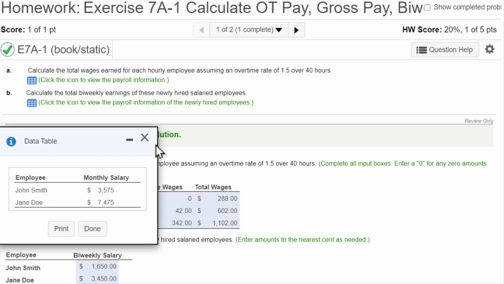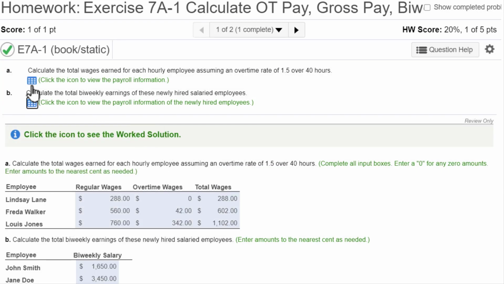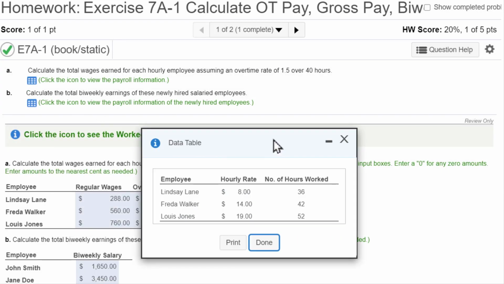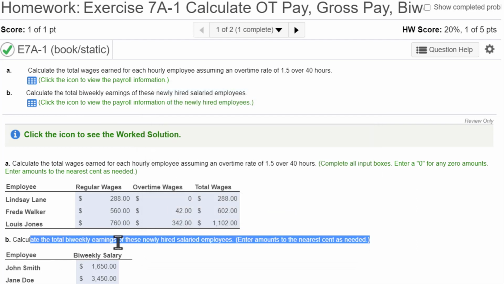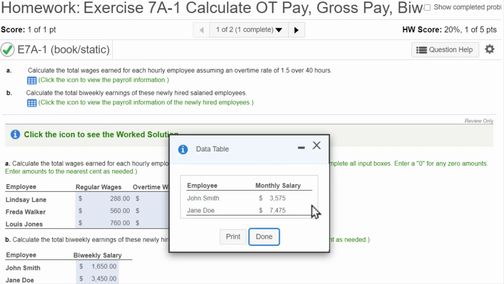Excellent. All right, so the hourly pay is pretty much straightforward, but students do get confused with the biweekly, converting a monthly salary to biweekly earnings. So make sure you understand that process.